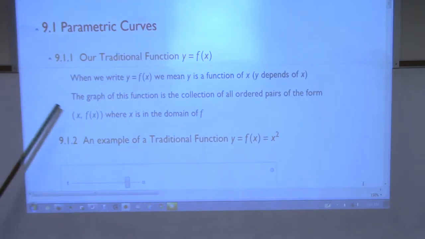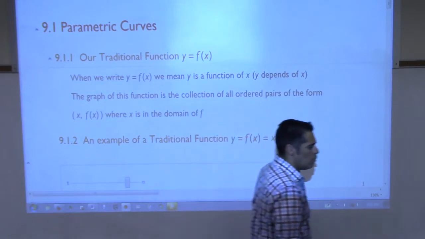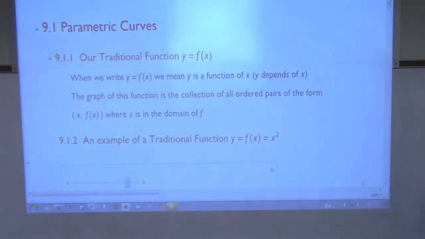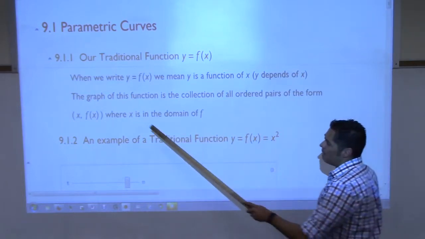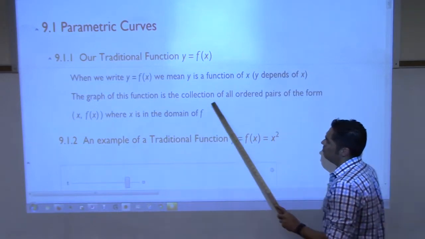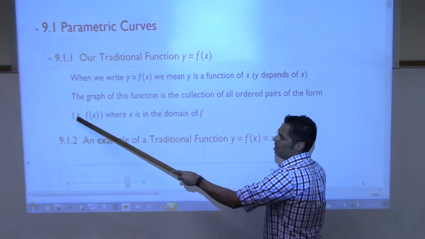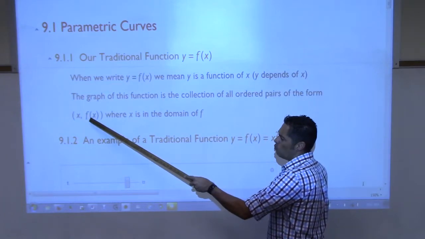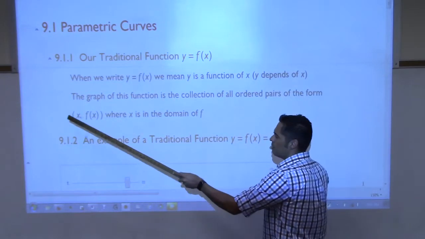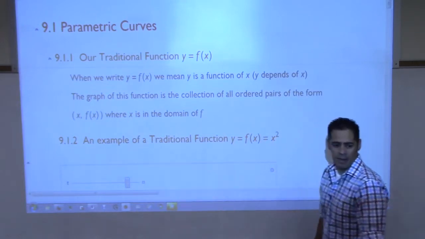Okay. Our traditional function, y equals f of x. Going back to college algebra, when we write down y equals f of x, we say that y depends on x. So y is what we call the dependent variable. x is called the independent variable. x is the input, right? y is the output. And the graph of a function is the collection of all ordered pairs of the form (x, f(x)). Normally we write (x, y), but here I'm writing x, f of x to stress the fact that the y coordinate depends on the x coordinate. You give me the x, I give you the y, right?